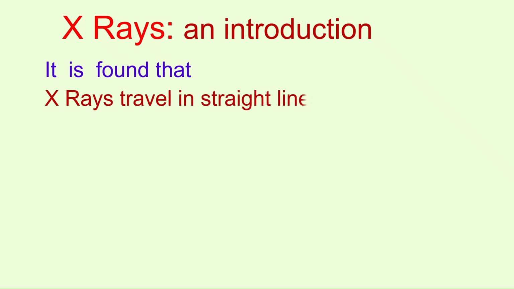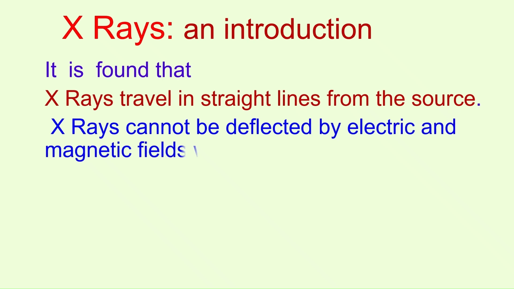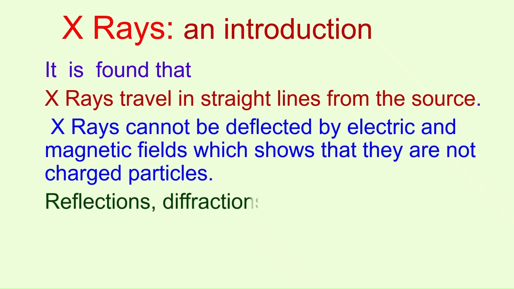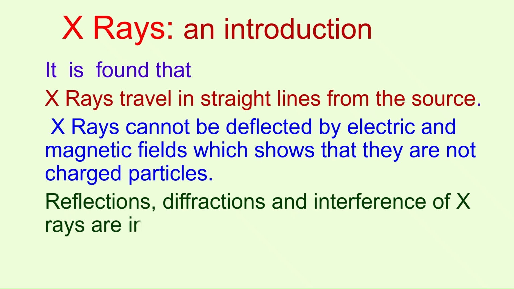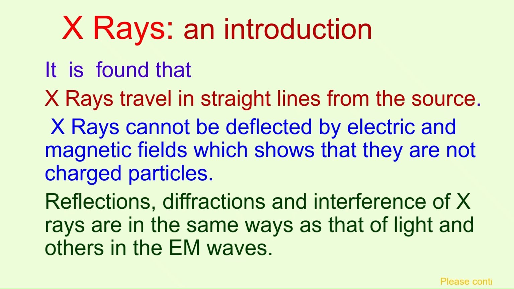After its detection, it was found that X-rays travel in straight lines from the source. X-rays cannot be deflected by electric and magnetic fields, which shows that they are not charged particles. Reflection, diffraction, and interference of X-rays occur in the same ways as with light and other electromagnetic waves.